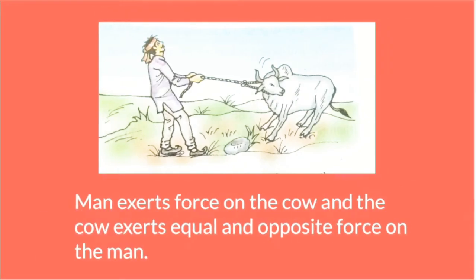Here we see that the man is exerting a force on the cow and the cow is exerting an equal and opposite force on the man. As both the bodies influence each other by applying force, we can say that they are interacting with each other. In such interactions, two forces will be there, and the relationship between these two forces is described by what we call Newton's third law of motion.